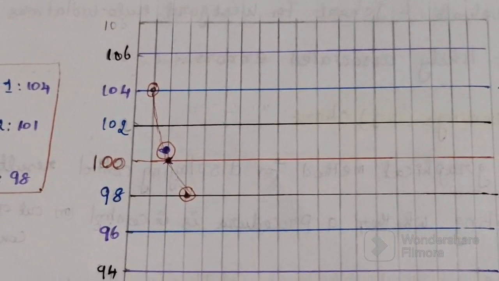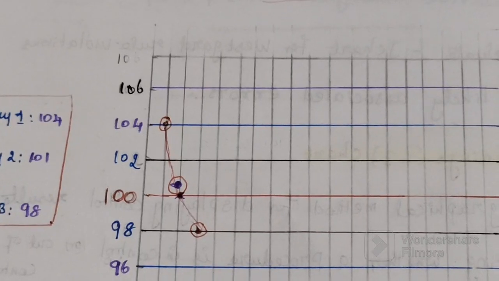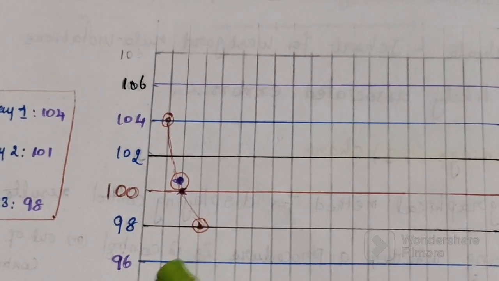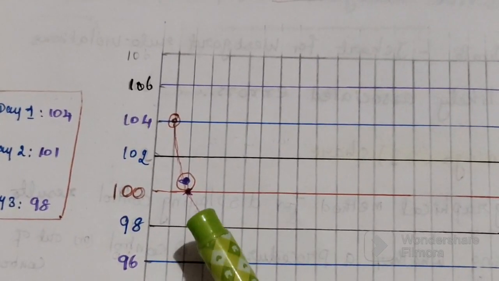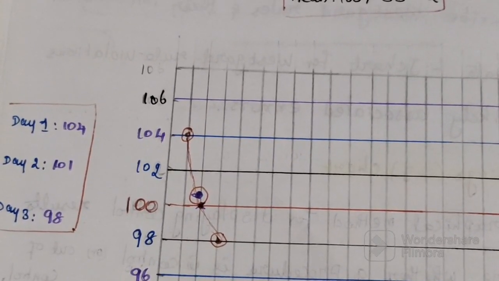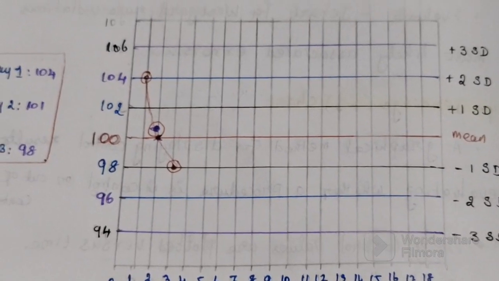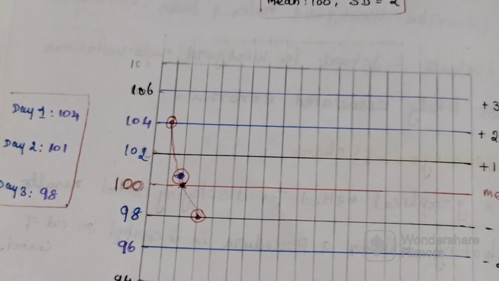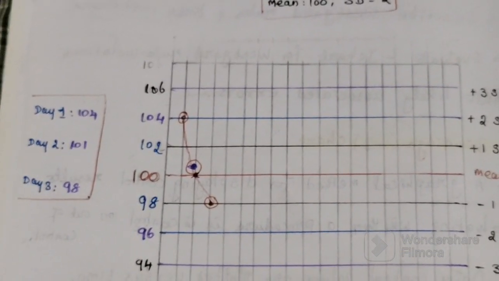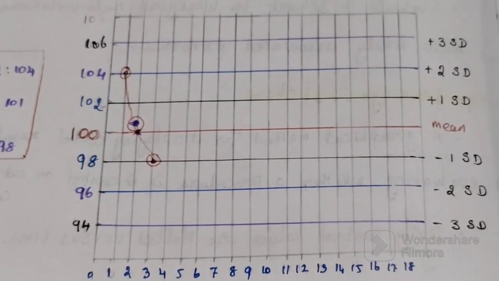For example, on day 1 the result is 104, and it is plotted here. On the second day I get a value of 101, and the data point is here. On the third day I get a value of 98, and the data point of the control value will be here. This is how the data points are plotted against the days. We get a visual display of our data points on the LJ chart.